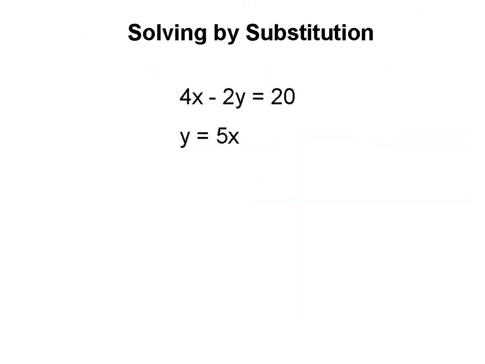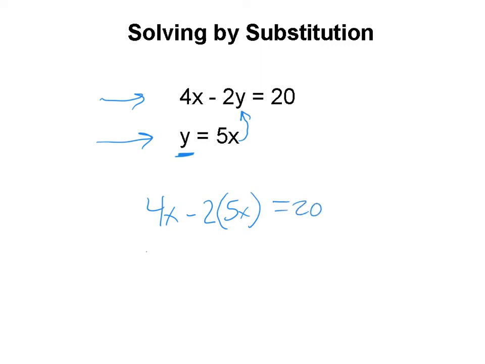Okay, let's do one more, because this one's a little bit funky too. Notice here's my longer equation. Here's my shorter one. I'm going to take this shorter one and plug it into the longer one. Notice y equals 5x. I'm going to put 5x right where that y is. So here we go. 4x minus 2, and I'm going to put it in parentheses. 5x, right where the y was.